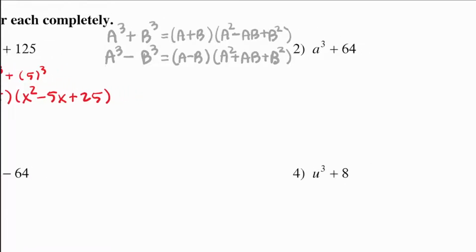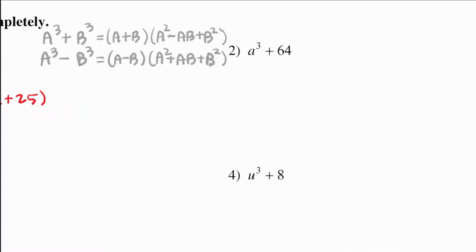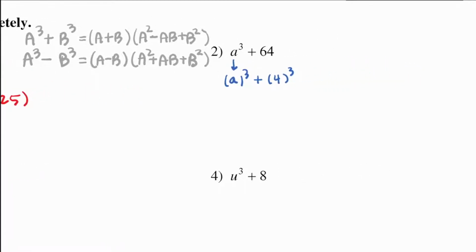Then for a to the 3 plus 64, okay, that's going to be a cubed plus 4 cubed. So I'll be using the sum of cubes again. And so that's a plus 4 multiplied by a squared minus 4a plus 4 squared.